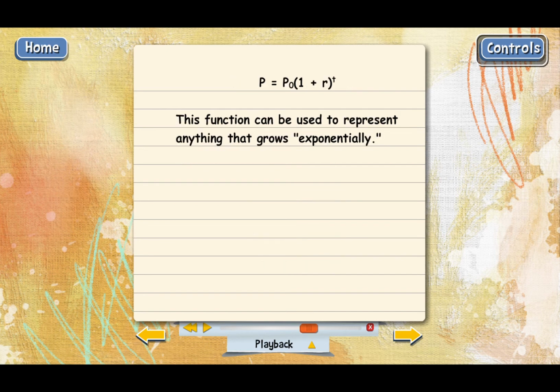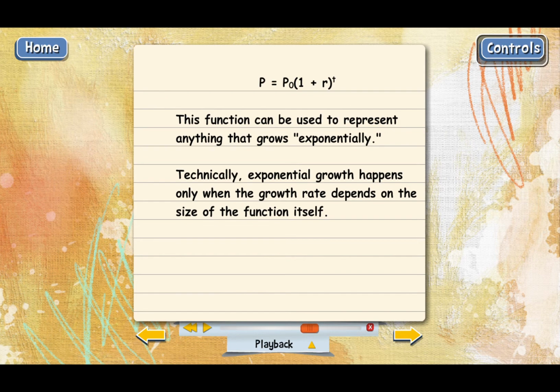And technically, something is growing exponentially when the growth rate depends on the size of the function itself. And that just means when the function doubles in size, when P, the dependent variable, doubles in size, the growth rate is going to double. When the function triples in size, the growth rate is going to triple. That's how you know you have something which is growing exponentially. That's what this phrase means.